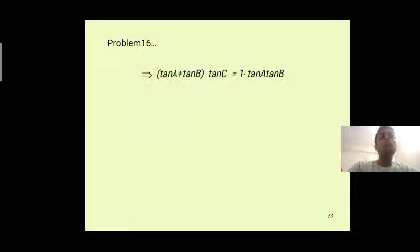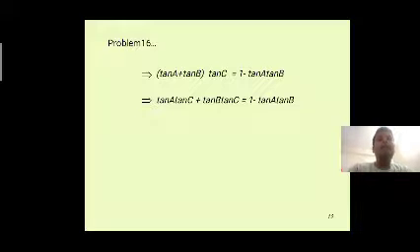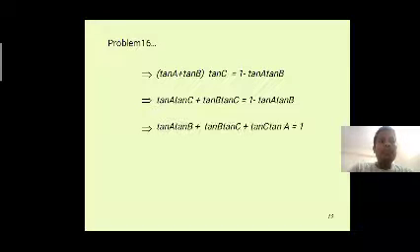This implies we can do the cross multiplication. We get tan a plus tan b into tan c equal to 1 minus tan a into tan b. This implies we have to multiply with tan c: tan a into tan c plus tan b into tan c equal to 1 minus tan a into tan b. The next step, we write minus tan a tan b to go to the left side, that is tan a into tan b plus tan b into tan c plus tan c into tan a equal to 1. Hence proved.